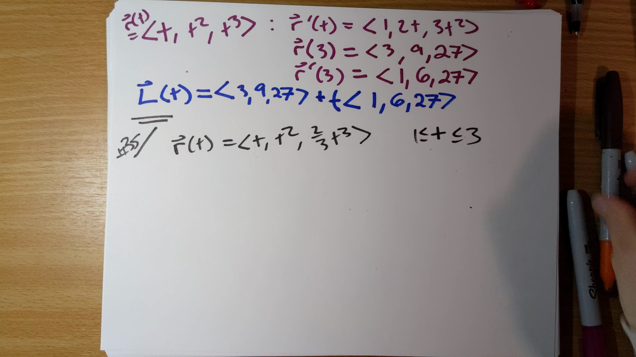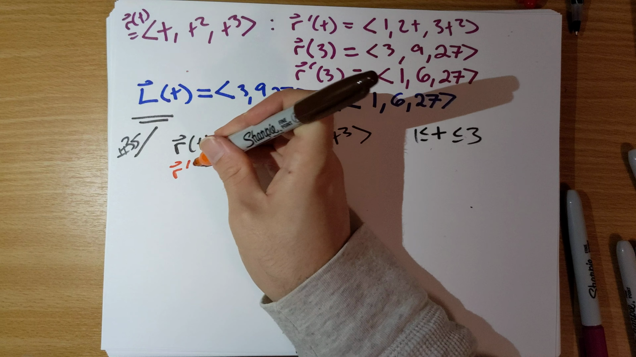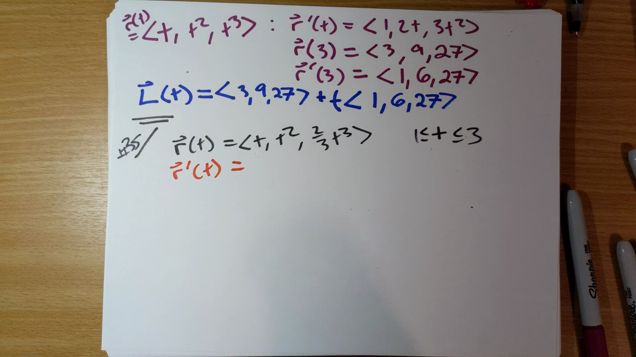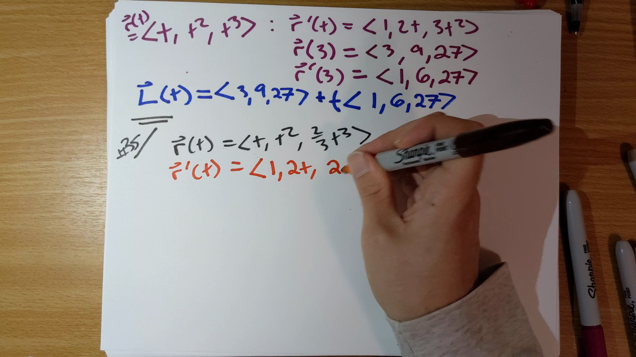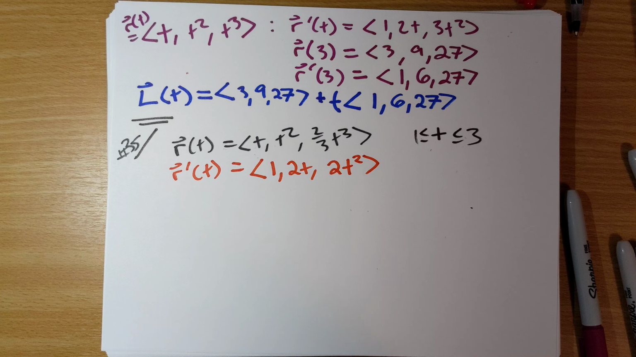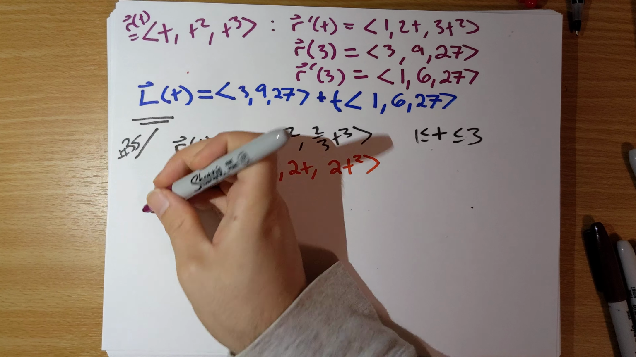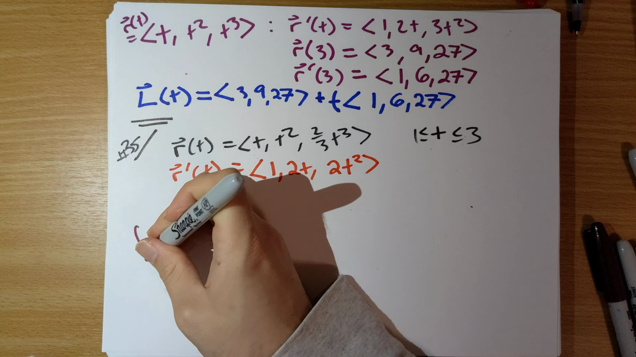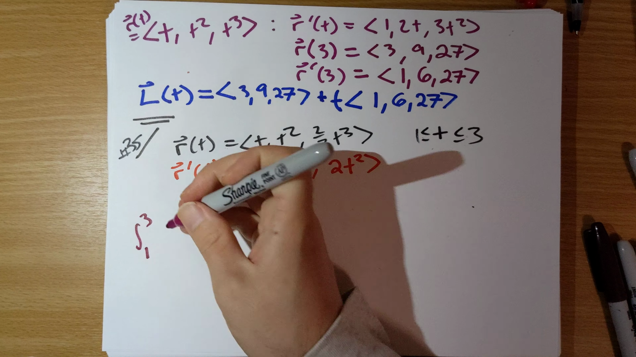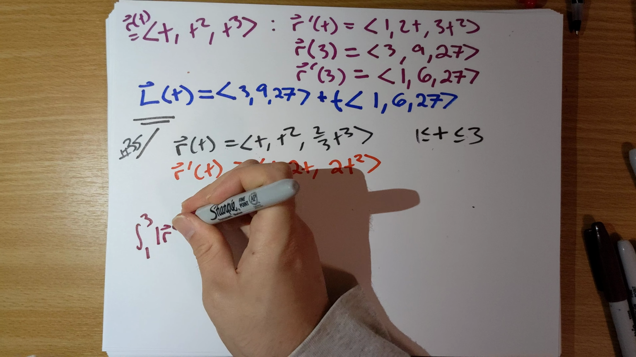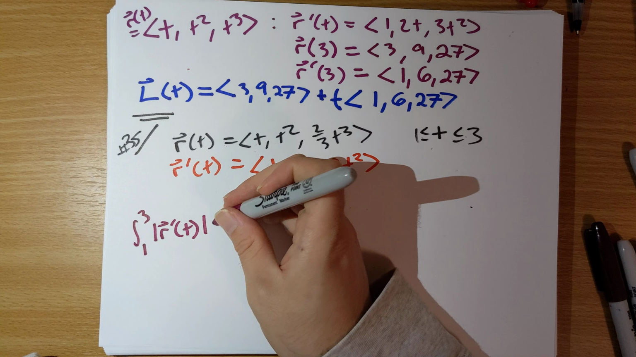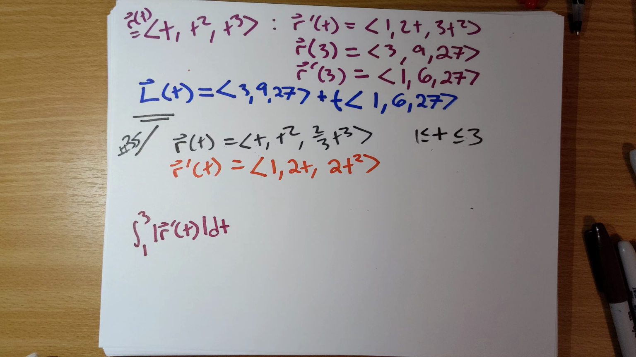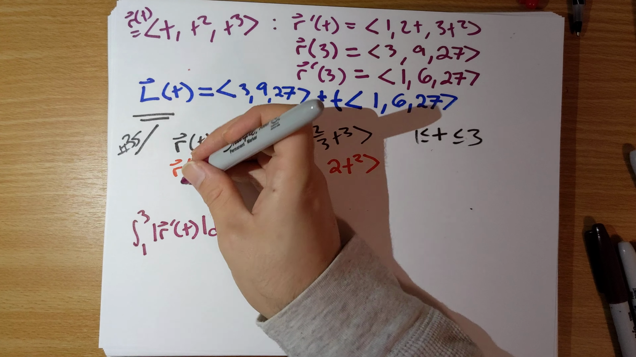So to find the length, once again, the first thing that we do is take the derivative: 1, 2t, and 2t squared. Because when we integrate to find arc length, we are integrating from t equals 1 to 3 the length of the derivative. We're thinking of this as motion, this is the speed.